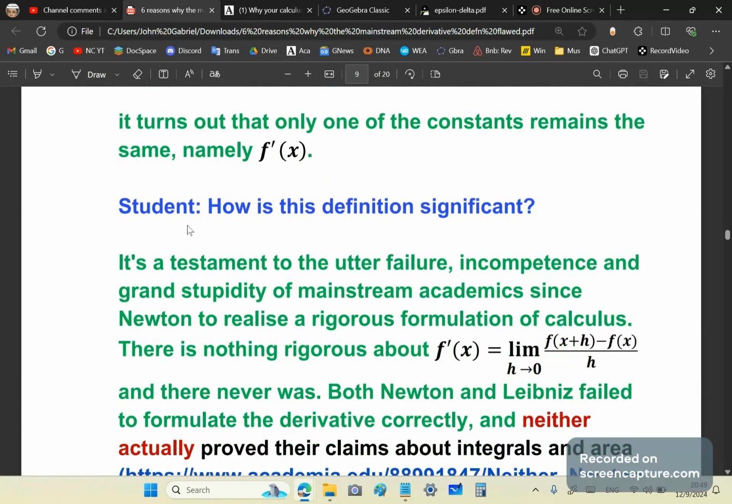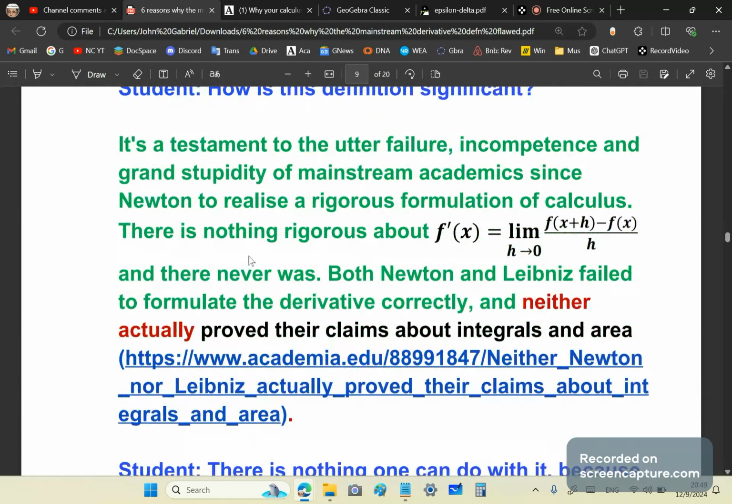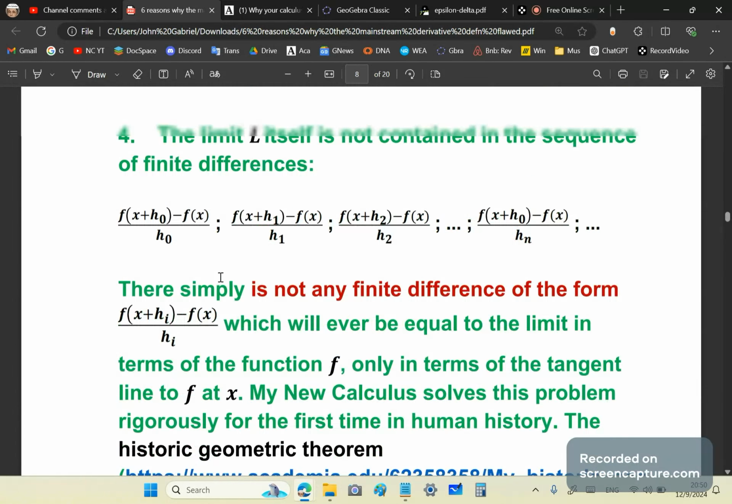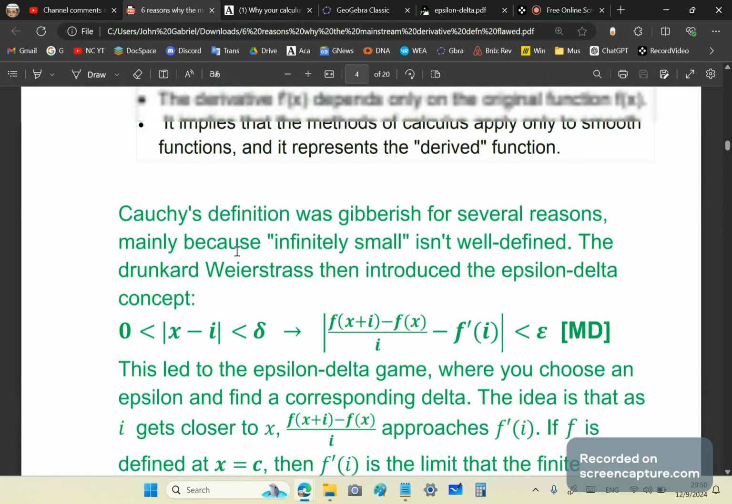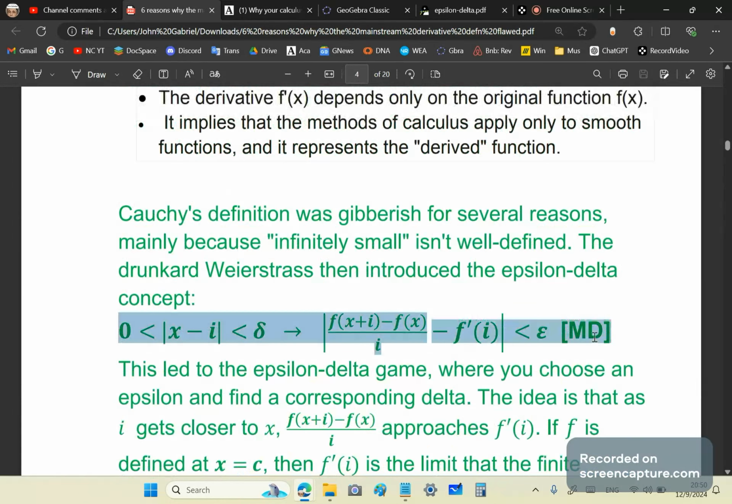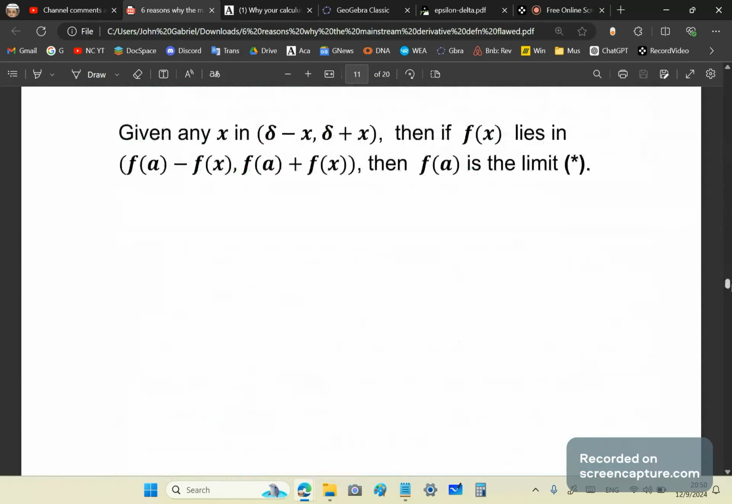So I got a question from a student asking me, how is this definition significant? Well, my answer is in the green here. It's a testament to the utter failure, incompetence, and the grand stupidity of mainstream academics since Newton to realize a rigorous formulation of calculus. There's nothing rigorous about this definition here, which is the inequality that you see back here. That definition is this inequality, this MD thing here, which Cauchy proposed. That's what it is, and it's garbage.